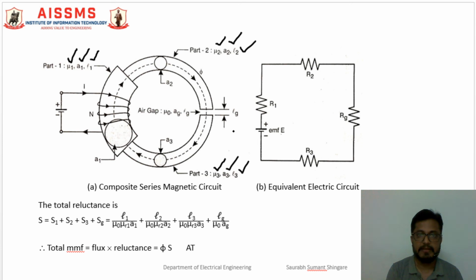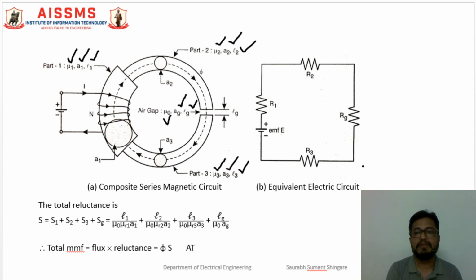And for air gap which is present between part 2 and part 3, the absolute permeability mu is equal to mu 0 only. Why? Because relative permeability for air gap is equal to 1. Let Ag be the cross sectional area of this air gap and let Lg be the length of this air gap. Now what is the electric equivalent circuit?